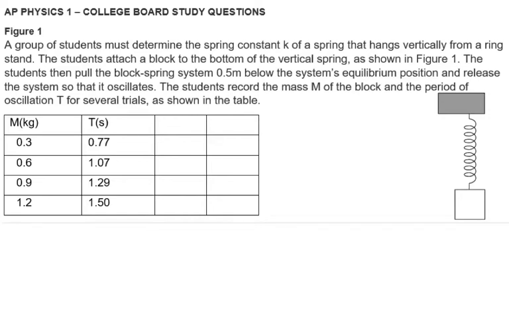A question is posted on College Board for students to prepare for AP exam questions, and the question states: a group of students must determine the spring constant k of the spring that hangs vertically from a ring stand. The students attach a block to the bottom of the vertical spring as shown in figure 1, and figure 1 is right here.